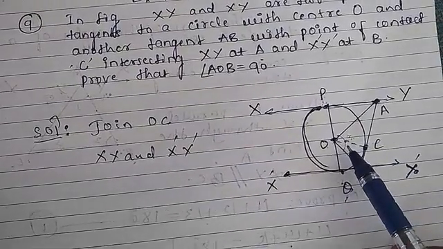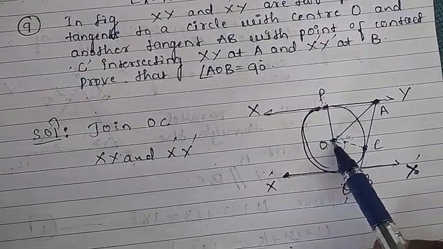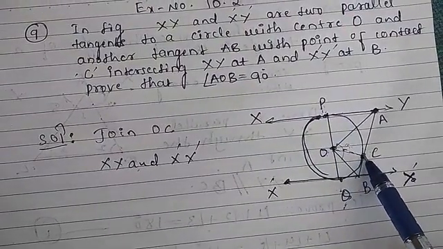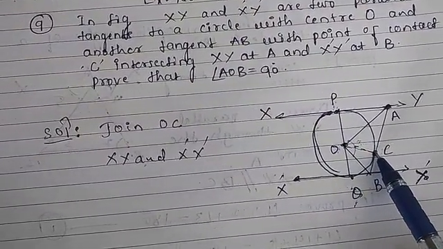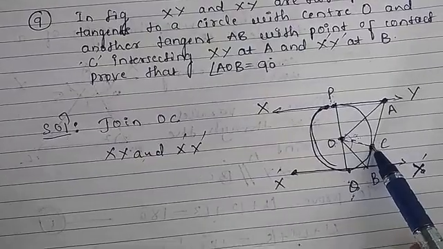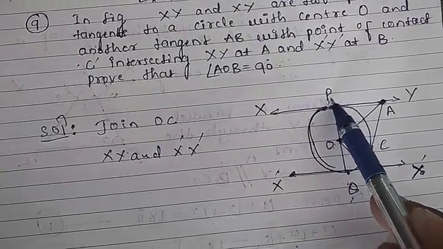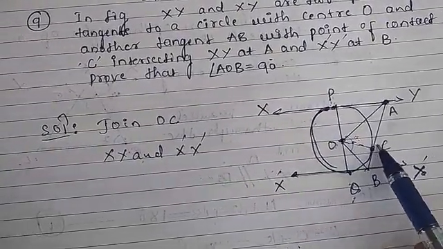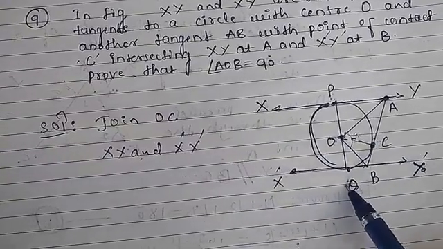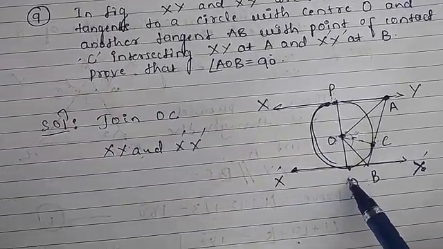Clear? Then see, what about OC here? OC is also a radius. I hope you understood. It means that OP is equal to OC, and OC is equal to OQ. These are the radii of the circle.